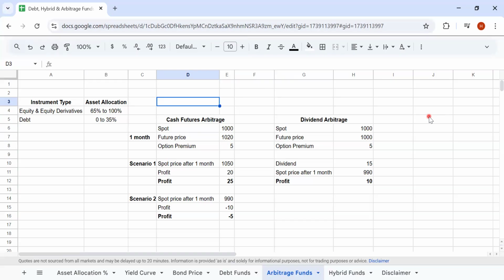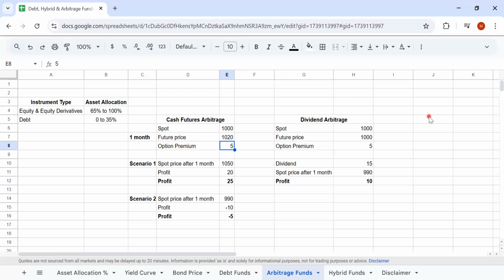So here the first one is the cash futures strategy. Just think of it this way. There is one stock which is trading at 1,000 rupees today. The fund manager bought it and he has an option underwriting team. After underwriting, they have decided that after a month's time they are willing to sell this stock at 1020, and the premium for that would be 5. An option is nothing but the right to buy or sell. That means I am paying the fund manager this 5 rupees so that I can buy this stock after 1 month at 1020, right?